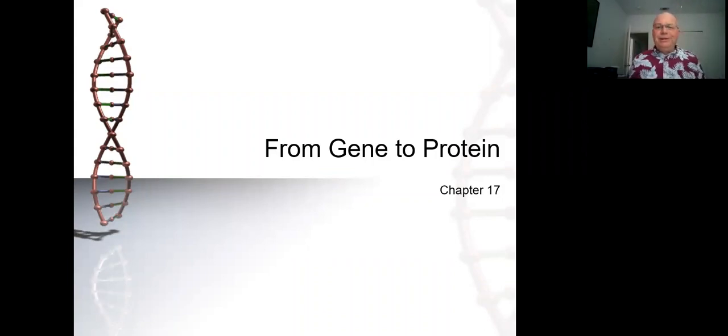So today we're going to be looking at Chapter 17, which discusses how we take the information encoded in the DNA in the form of a gene and use that to direct the synthesis of a polypeptide. As the title says, from gene to protein, or we could say from gene to polypeptide. There are a number of different things that we're going to talk about today. We're going to address the two processes, transcription and translation.